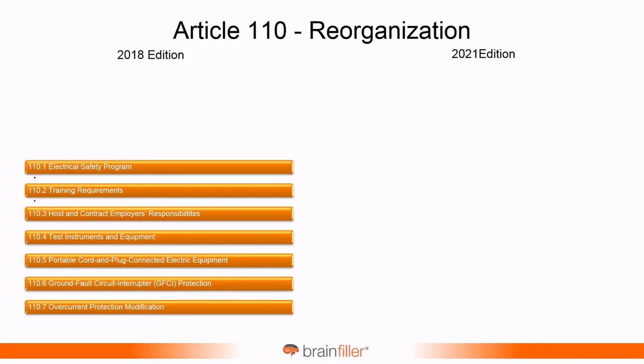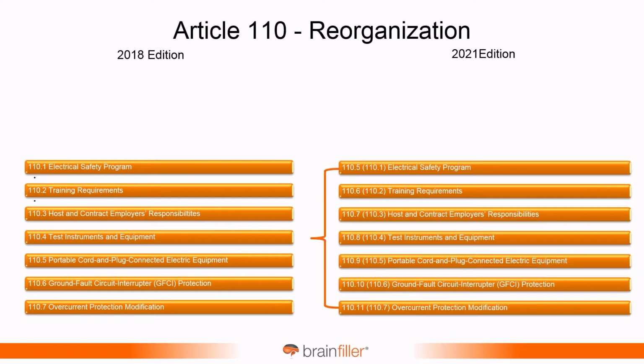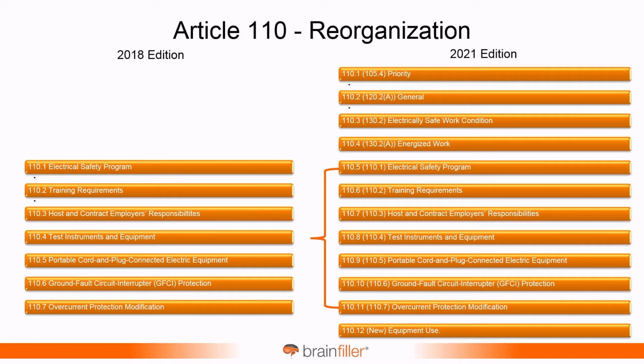So as part of this reorganization, we have the original sections on the left. We have 110.1 through 110.7, and that's what we had. Well, with the 2021 edition, we still have these same sections, but now they're from 110.5 up through 110.11. So they have different numbers, and you may be thinking, what about 110.1 through 110.4? What's going to fill that space in? Well, it's information from other parts of 70E that have been relocated.